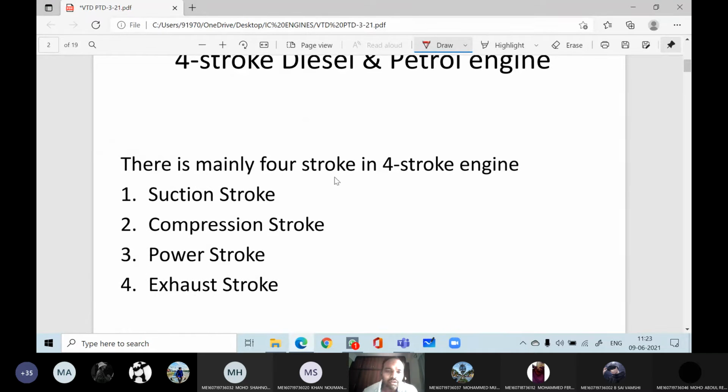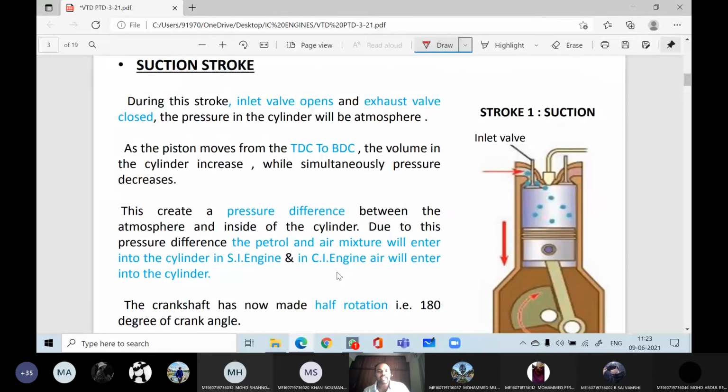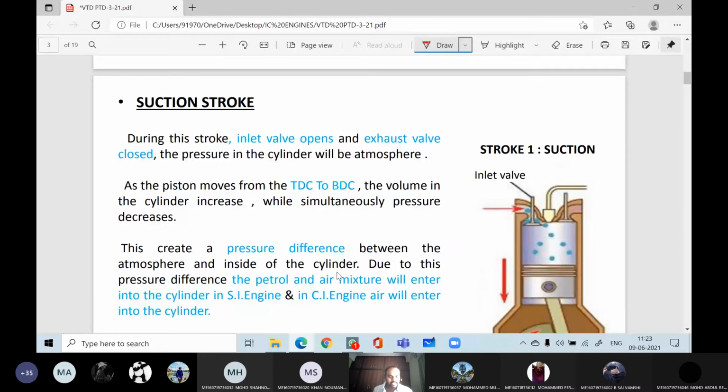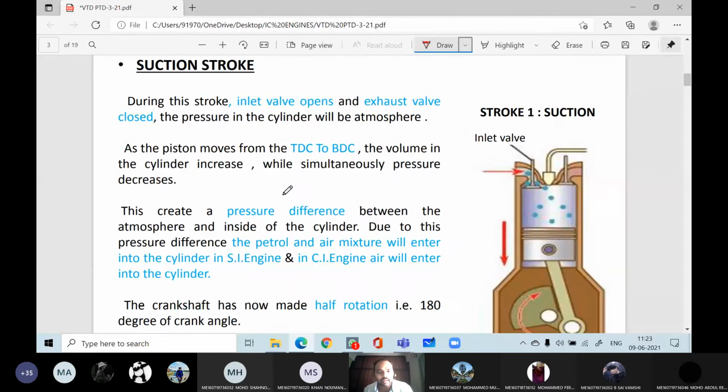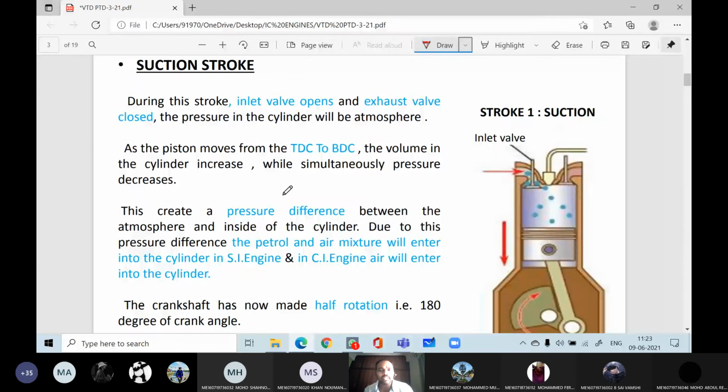we know that the suction, compression, power and exhaust strokes have to complete, right? What is happening during suction, I already told. Is it required to explain again for the petrol engine and diesel engine? Not required, right? If anybody has doubts, you can ask, and anyhow I will share. The same thing I explained. Let me recall. During the suction stroke, the inlet valve is open, the exhaust valve is closed, as you know, and the pressure inside the cylinder will be atmospheric.